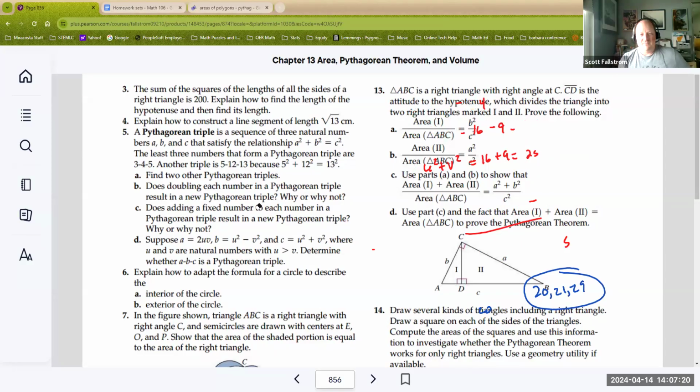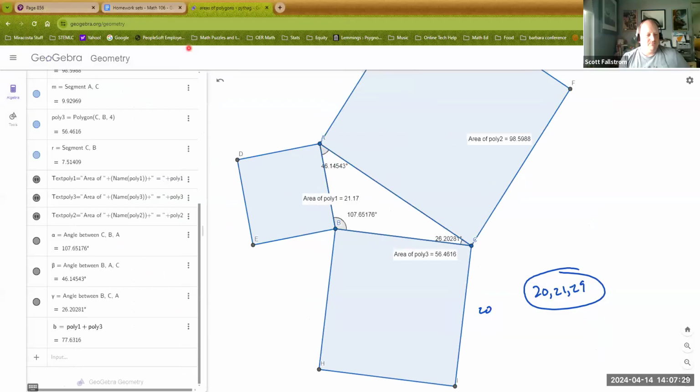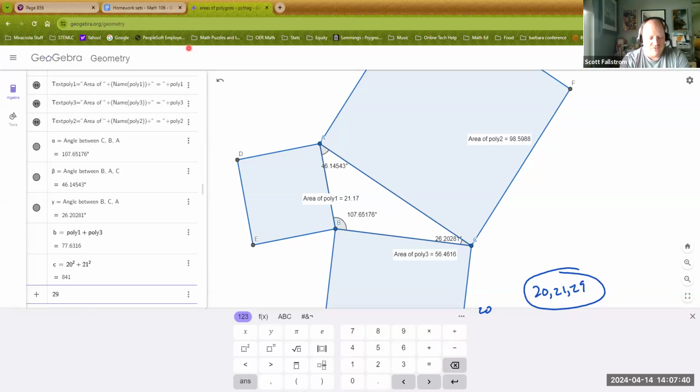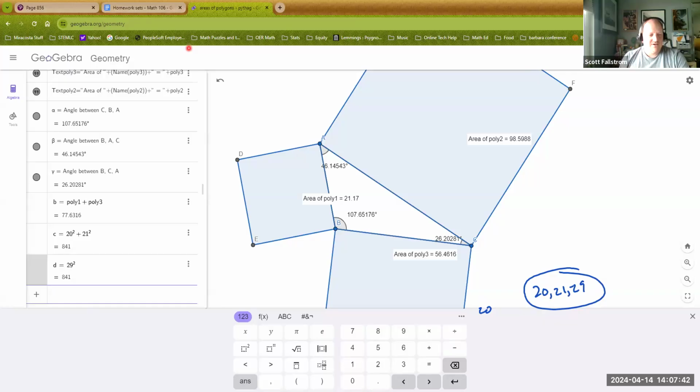Let me get rid of some of what I've written up here just so it doesn't get too messy when I go to GeoGebra. Let's jump over to GeoGebra and do a little bit of calculation. Let's type it in. I need 20 squared plus 21 squared, and I need now 29 squared, and it's 841. There's another right triangle that you can use with nice numbers, a 20, a 21, and a 29, and that's how you can create them.